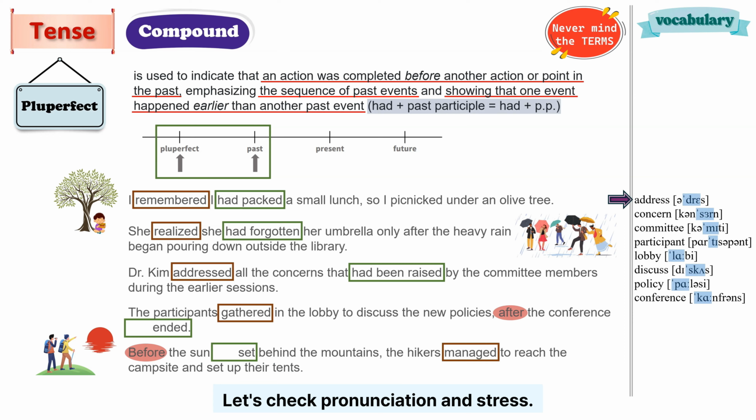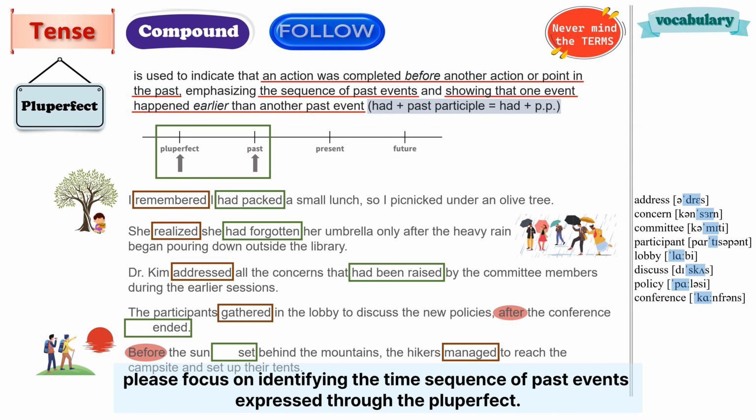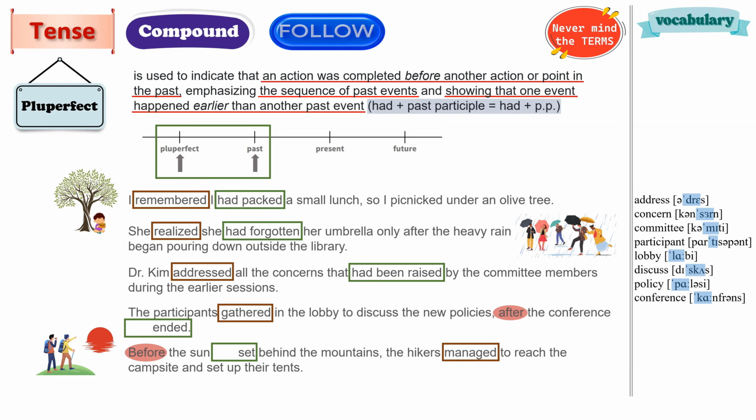Let's check pronunciation and stress. As we read together this time, please focus on identifying the time sequence of past events expressed through the pluperfect. I remembered I had packed a small lunch, so I picnicked under an olive tree. She realized she had forgotten her umbrella only after the heavy rain began pouring down outside the library. Dr. Kim addressed all the concerns that had been raised by the committee members during the earlier sessions.